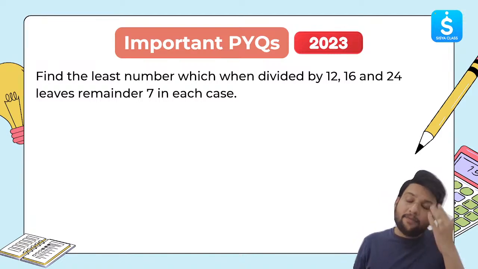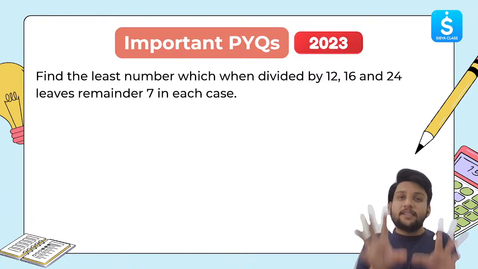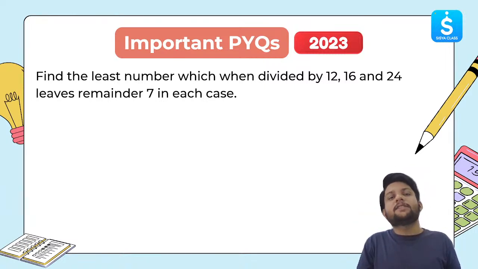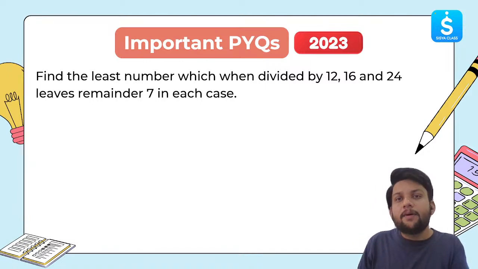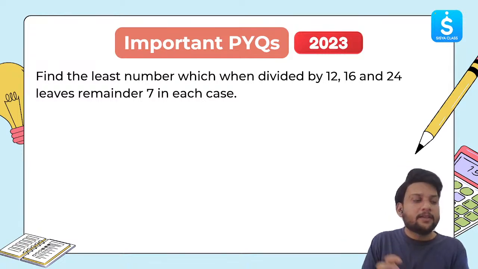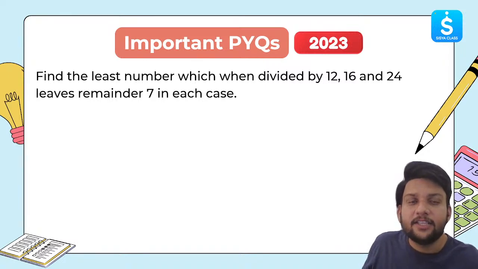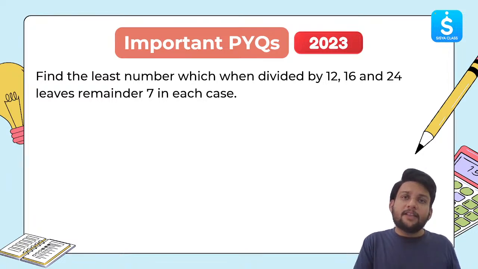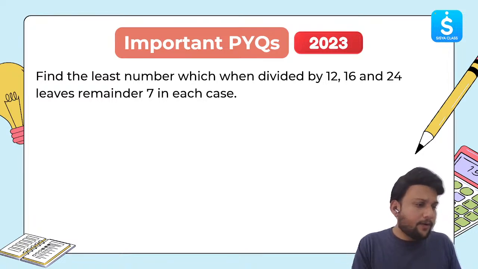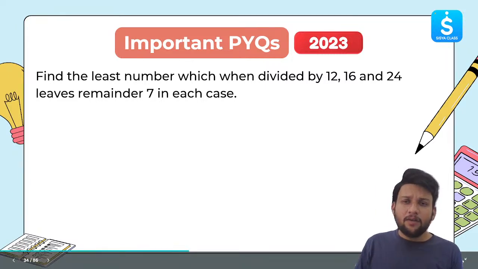Okay, now this is a very important question. Up till now, whatever we're doing is pretty straightforward, but this particular type of question is really important. Just read this question with me. Find the least number which, when divided by 12, 16, and 24, leaves a remainder 7 in each case. Again, read this question one more time. Now, how will I do that?